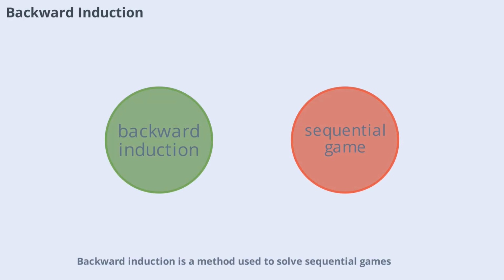Backward induction is a method used to solve sequential games. Players start by thinking about the final moves and work backward to determine the best strategy at each stage. This approach is common in chess and other games where planning ahead is crucial. By anticipating future moves, players can make better decisions in the present.